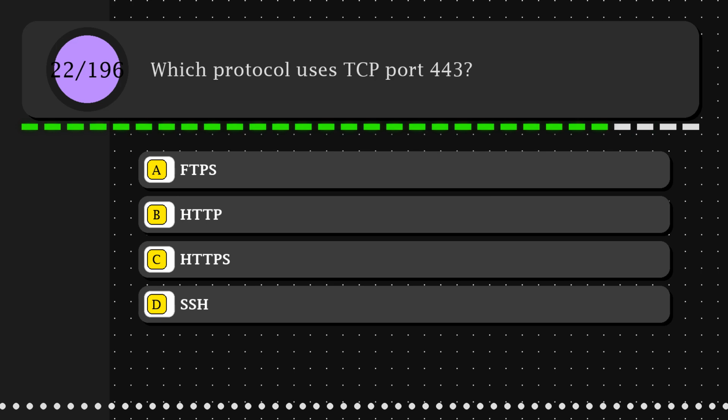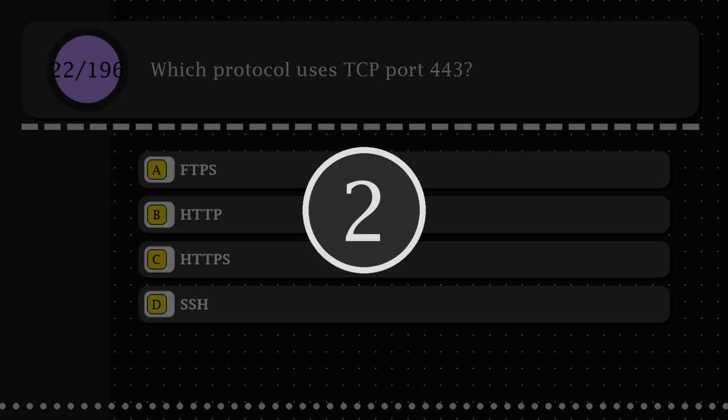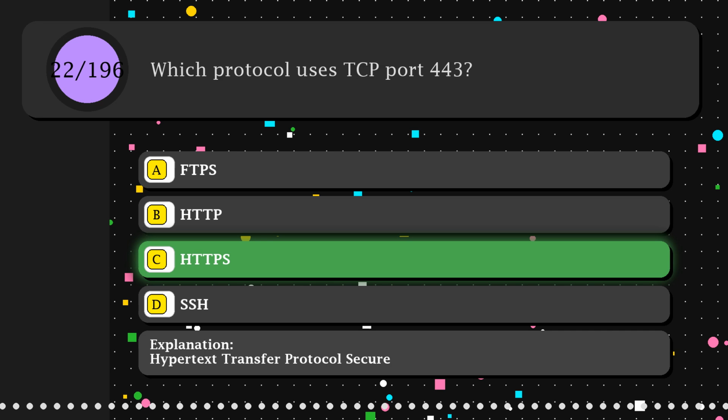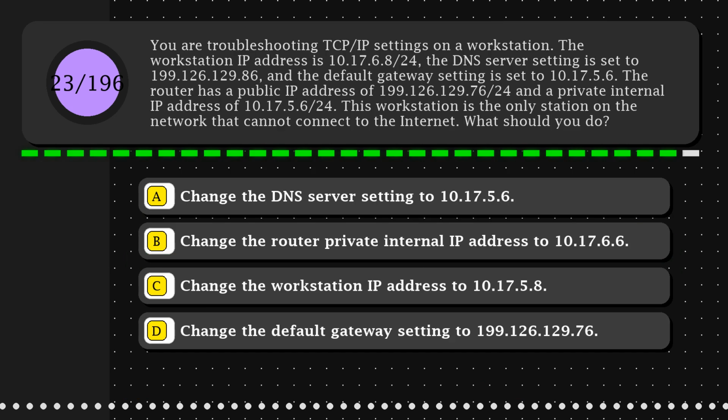Question 22. Which protocol uses TCP port 443? Option A, FTPS. Option B, HTTP. Option C, HTTPS. Option D, SSH. The correct answer is option C, HTTPS, Hypertext Transfer Protocol Secure.